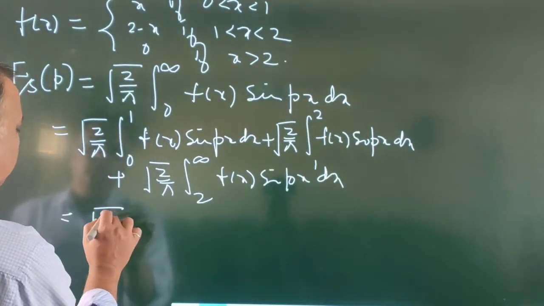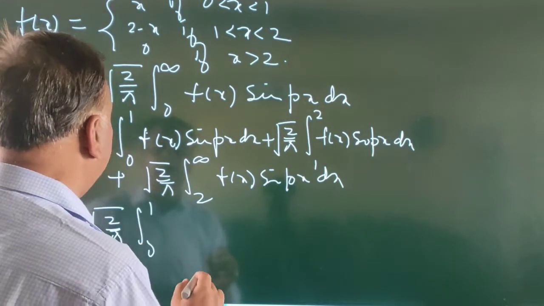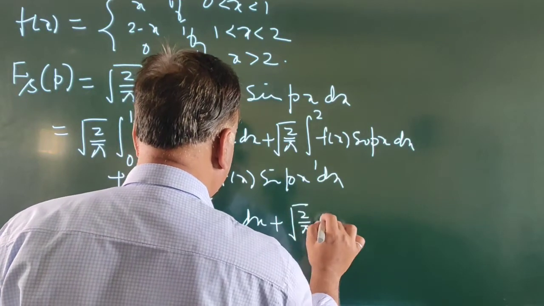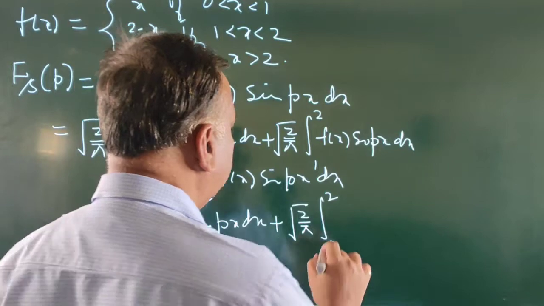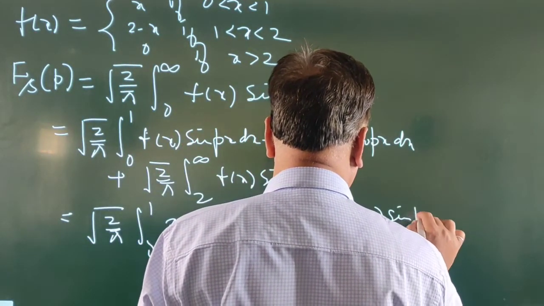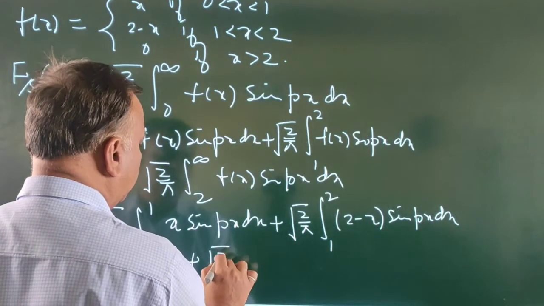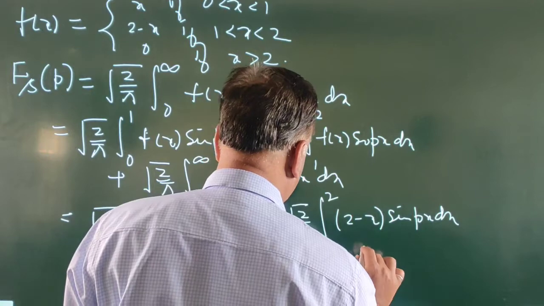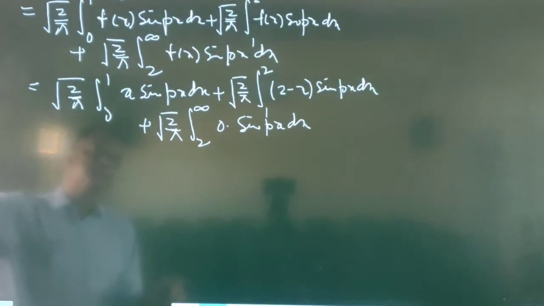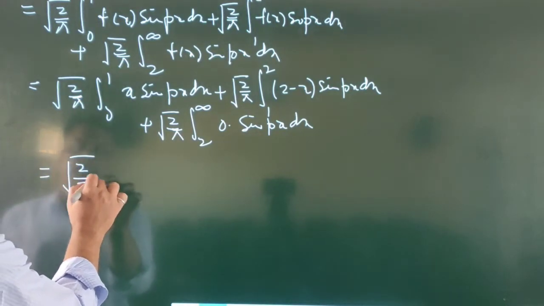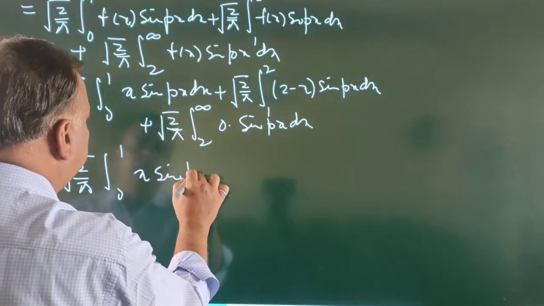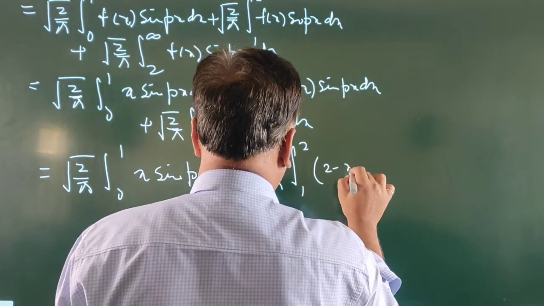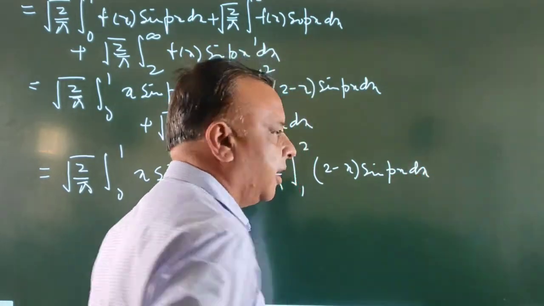This is equal to root 2 upon pi integral 0 to 1, where f(x) in this interval is x, so x sin(px) dx, plus root 2 upon pi integral 1 to 2, where the value of the function is 2 minus x, sin(px) dx, and in the third interval, root 2 upon pi integral 2 to infinity, the value of the function is 0, so 0 times sin(px) dx. So it remains root 2 upon pi integral 0 to 1 x sin(px) dx plus root 2 upon pi integral 1 to 2 (2 minus x) sin(px) dx.